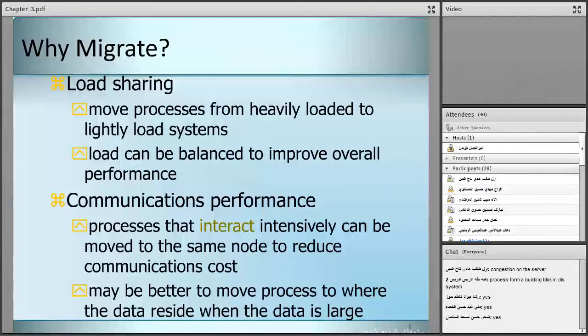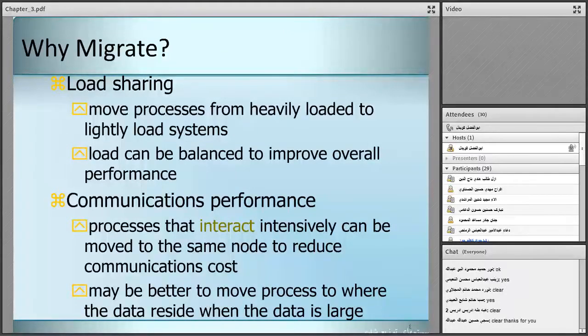Very good. So you can see that migration is very important. The other reason is about communication performance. For example, suppose that there are two processes on two different machines. These processes interact with each other too much. So when these two processes interact with each other too much, we have communication cost. The performance may be decreased. One thing we can do is transfer one process to the machine that the other process is on. I mean, we can place two processes on the same machine. So we do not have communication here. So it is a good reason to migrate, to transfer a process from one machine to another machine.